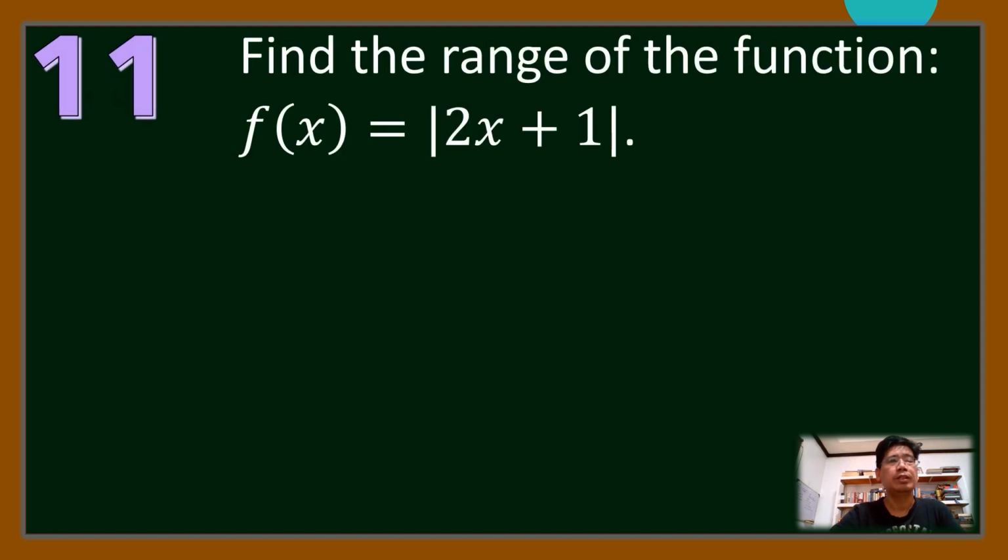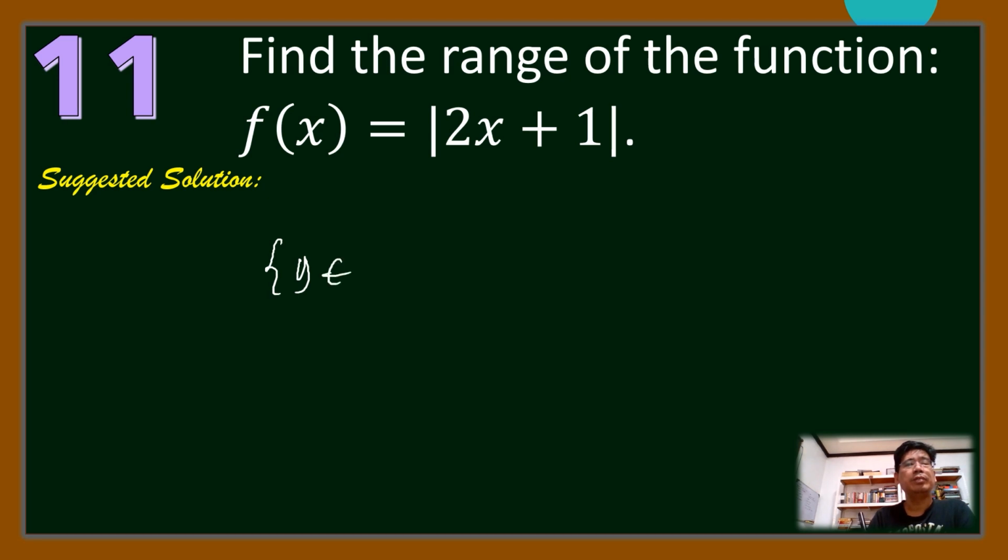Question number 11. Find the range of the function f of x is equal to the absolute value of 2x plus 1. For the absolute value function, we have the range, or we have all values of y, an element of the real numbers, such that y is greater than or equal to 0, since the value of f of x will always be non-negative.